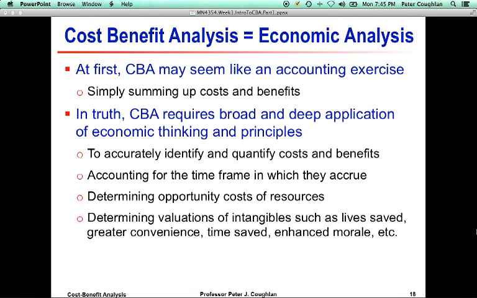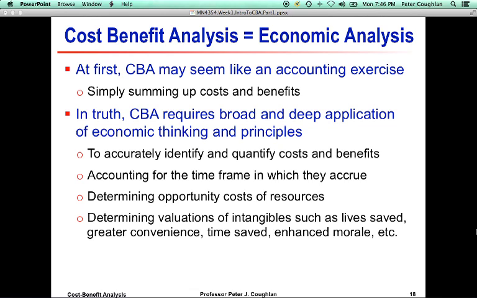But also, the idea of how do you determine values of intangibles? Lives saved, greater convenience, time saved, enhanced morale. These might seem like things that you can't quantify. Or worse yet, even if you can put a number to it, say morale has gone up from 20% satisfaction to 50% satisfaction, how do you go from those numbers to a monetary number? If that's a benefit, you want to compare it to a dollar cost, how do you do it?